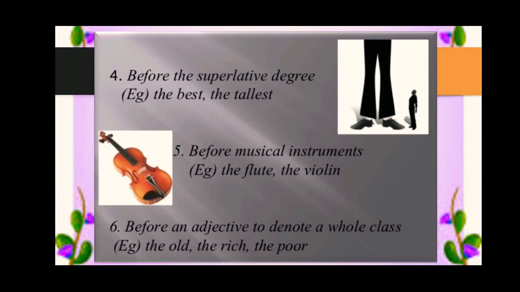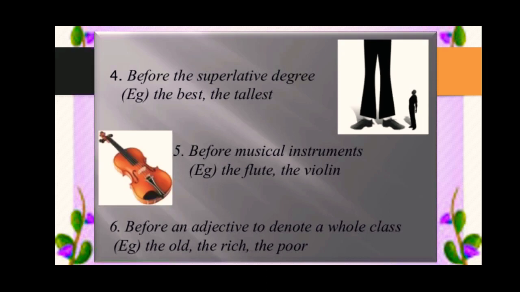It has 3 degrees: positive, comparative, superlative. We use the always with the superlative degree. So we would always say the best, the tallest, the most beautiful girl, the most intelligent person. The next rule is before musical instruments. So whenever we have to use a musical instrument, we would say the flute, the violin, the guitar.